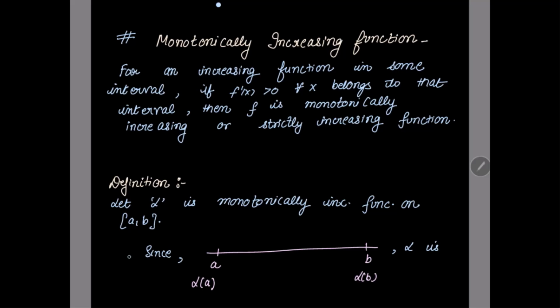Now in this definition, I am taking alpha, a monotonically increasing function, on the closed interval [a, b], right? Since the value of alpha at a and the value of alpha at b are finite, can I say that this alpha is bounded in this closed interval? So therefore, alpha is bounded in this closed interval [a, b].